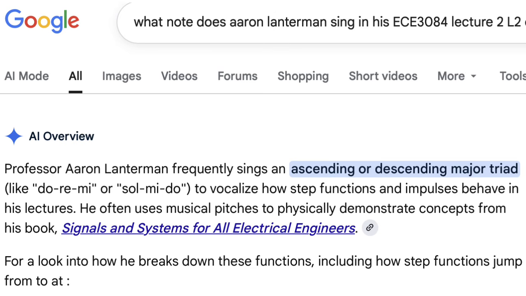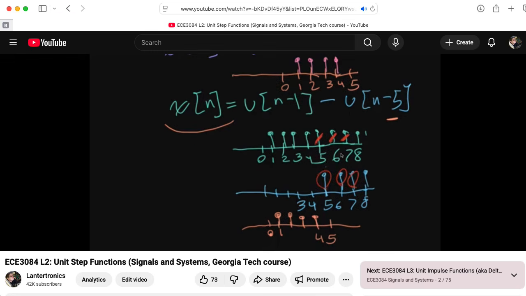Maybe there's some other videos where I sing a major triad to illustrate something else. I can't remember. Oh, also notice it has the solfege wrong. It would be like do, mi, so, mi, do, mi, so. Something like that. It wouldn't be do, re, mi, or sol, mi, do. Okay, I just watched the video. There is this part where I quasi-sing this little musical interlude.